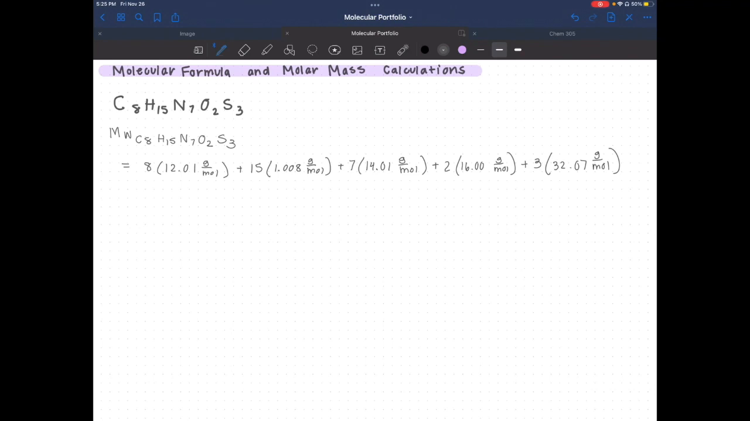And basically we will put that into the calculator and punch it out. It will be 337.48 grams per mole. And that will be the molecular weight for famotidine right here.